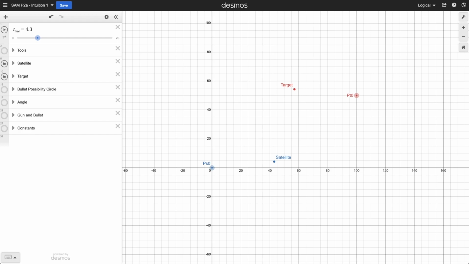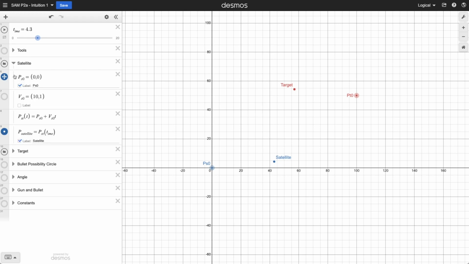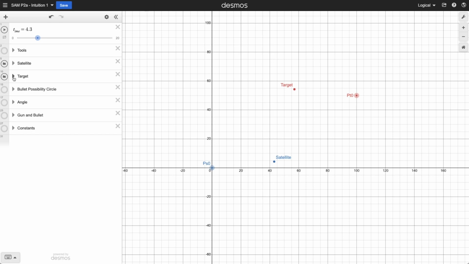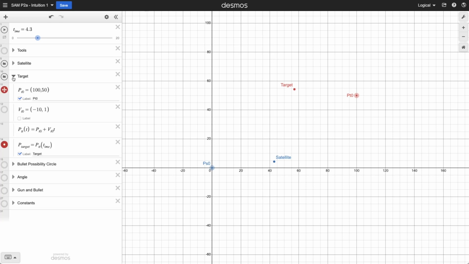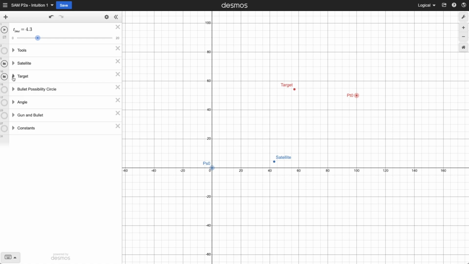I set up this demo in Desmos to show how we'll get it done. Under satellite, I've set up the initial position as PS0, the initial velocity as VS0, and I've set up P-satellite as the position of the satellite for a given time. The target section has corresponding values: PT0, VT0, and P-target. Additionally, I set up some constants. S-bullet is the speed of the bullet relative to the gun, L-gun is the length of the gun, and theta gun is the angle that we'll be aiming the gun, but we'll do that later.